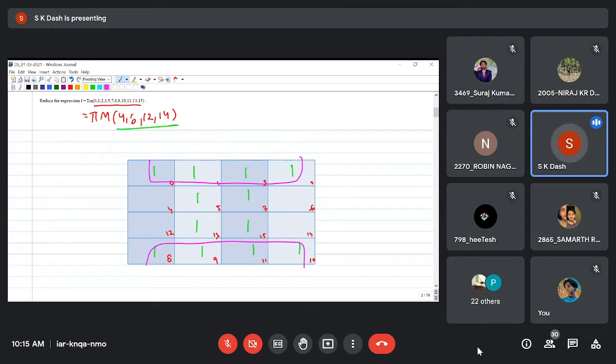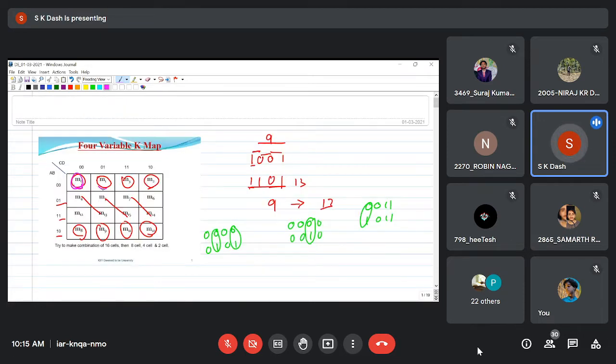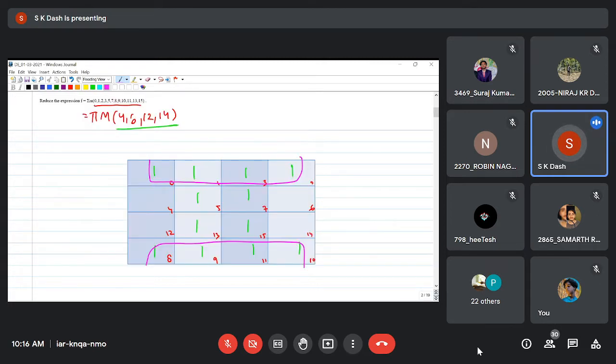0 is adjacent to this, this one is adjacent to this one, is adjacent to this, 2 is adjacent to 10, this is adjacent to this, 11 is adjacent to 9, 9 is adjacent to 8, 8 is adjacent to 0. So they are adjacent to each other. So what happens? This can be an octet, a combination of 8 cells.